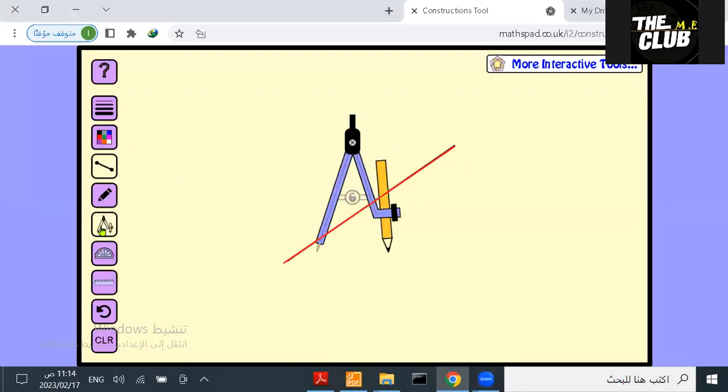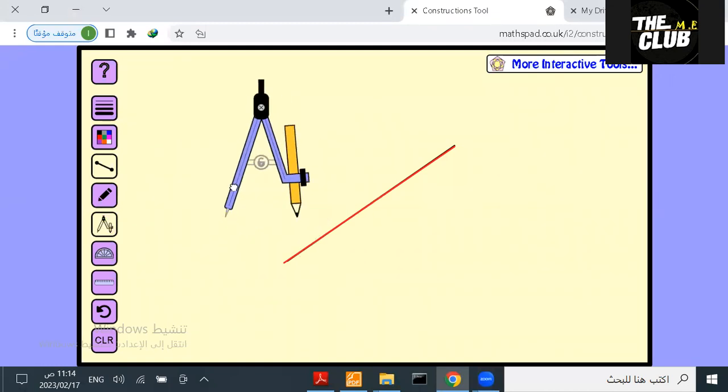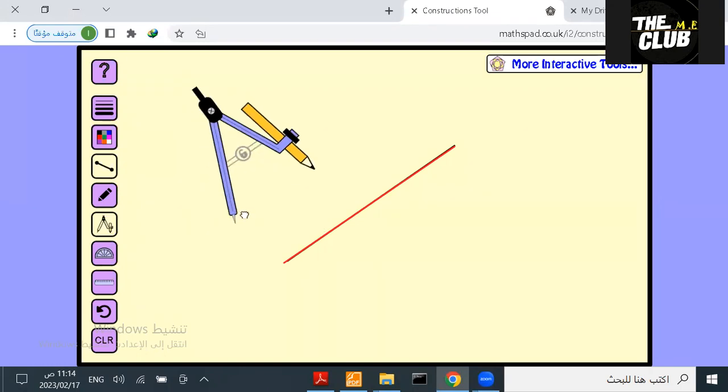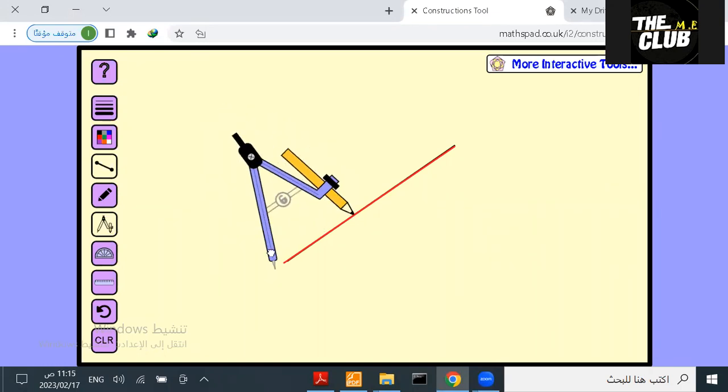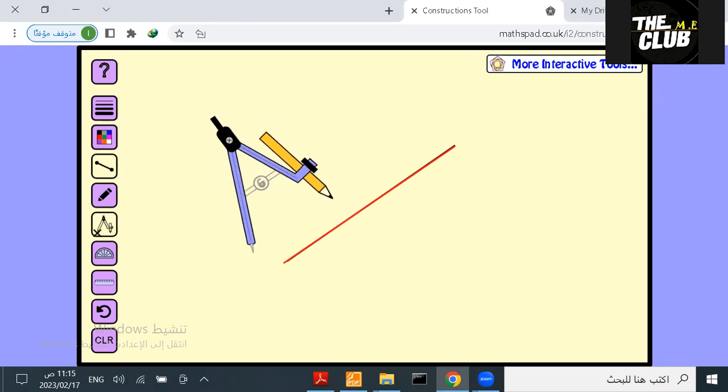Okay, to find the perpendicular bisector of a line, you use a compass. Understand? What do we do? You take the compass, put it like this, and open it more. I'm sorry, it's not on the tip. I didn't do it correctly. Wait.